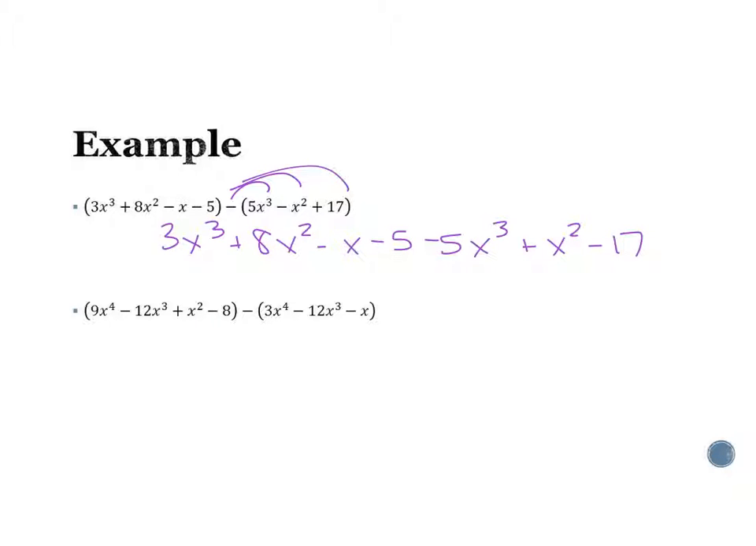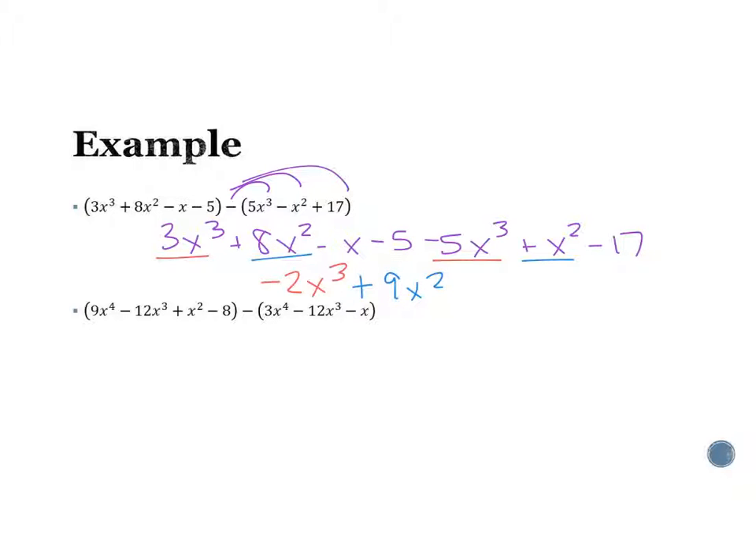So I distributed my minus sign to have a negative 5x cubed, a positive x squared, and a negative 17. And then you just combine like terms. So I have x cubes. Those are going to combine to be a negative 2x cubed. Right? The exponent doesn't change at all. And then I have my x squareds, and those are going to combine to be a positive 9x squared.